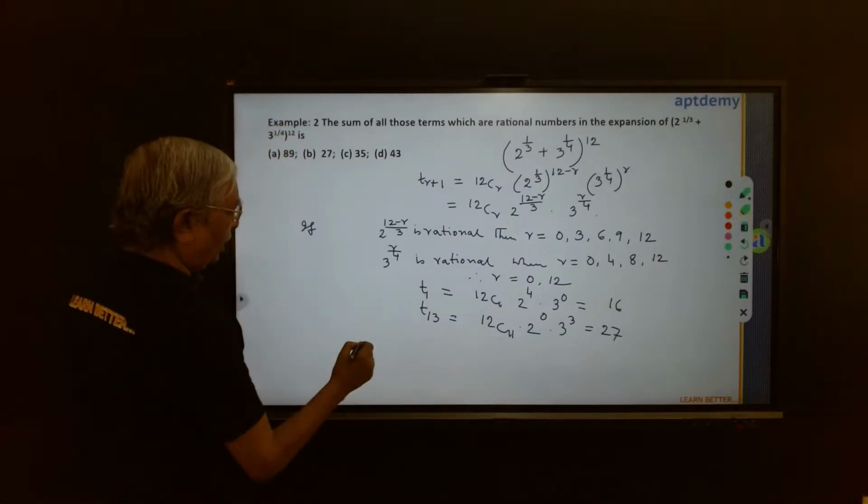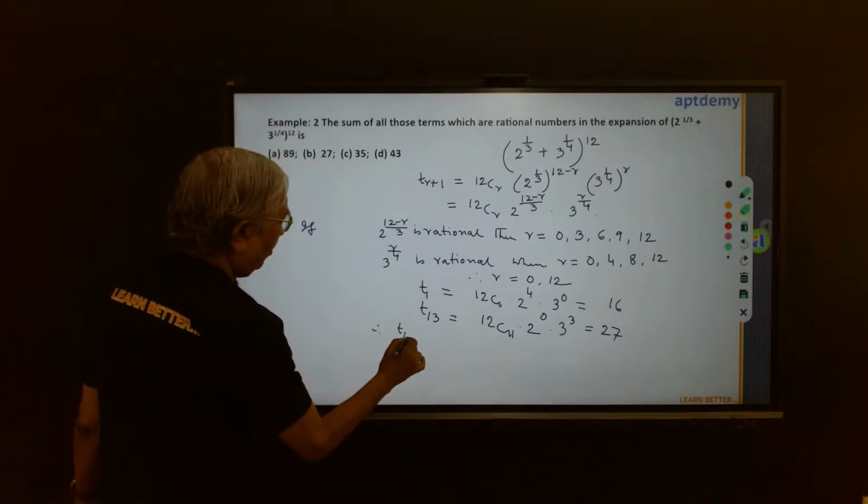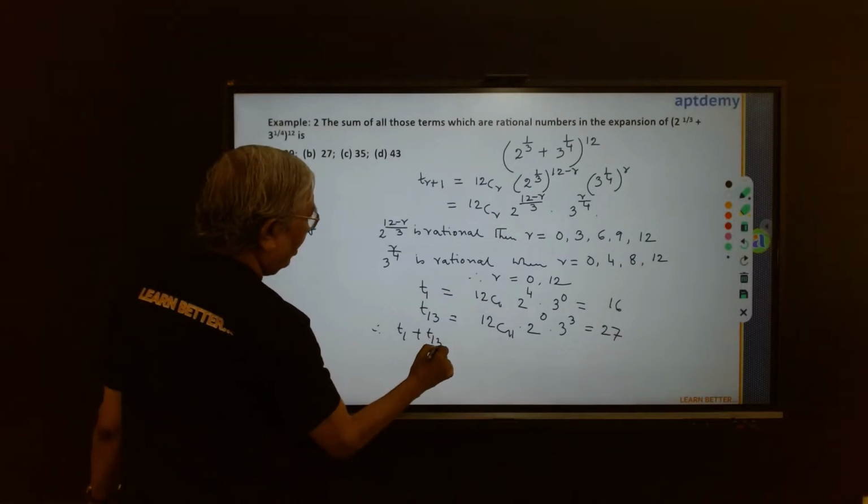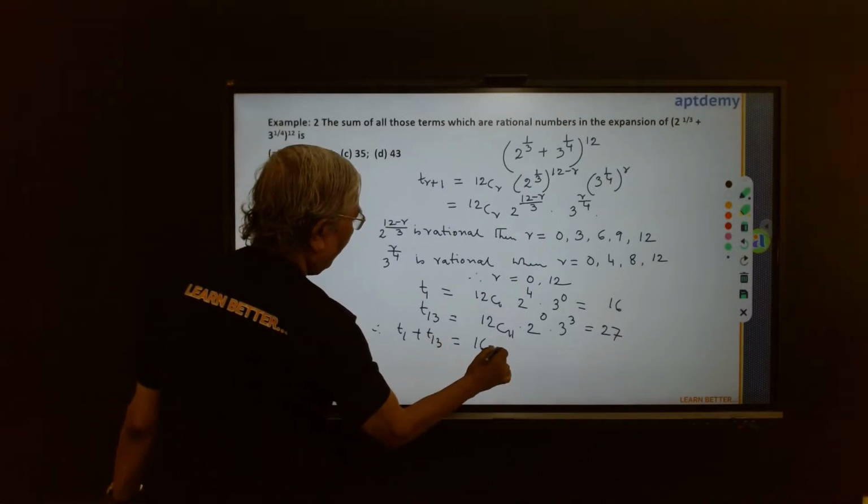What do you want? The sum of all those terms. Therefore, T1 plus T13 is equal to 16 plus 27.